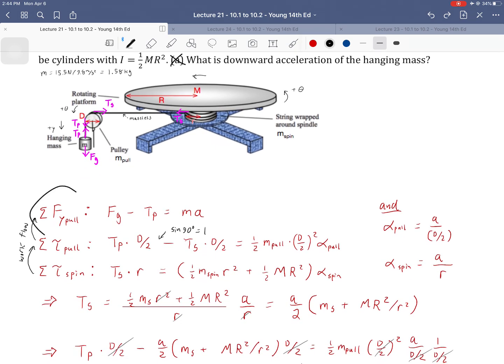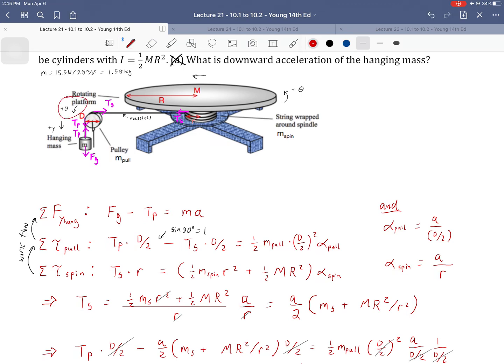So let's think about our full sum of forces and sum of torques here. I have a sum of forces on the pulley, which is going to be Fg minus T, and that's on the hanging mass, actually. Why do I call it the pulley? I'll change the subscript. This is really hang, right? There, hang.